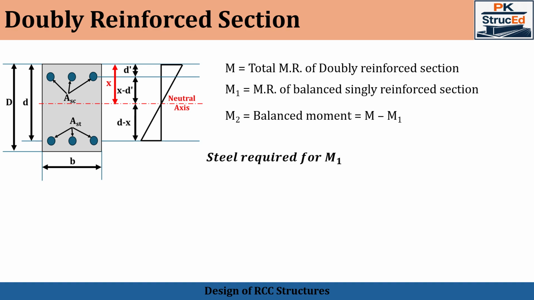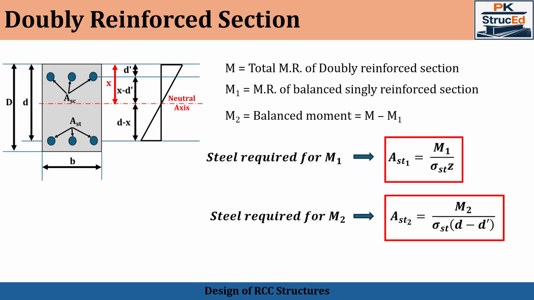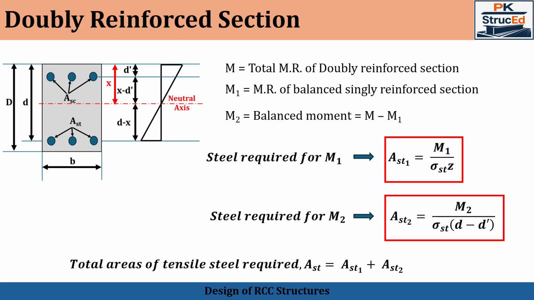So the steel required for the moment of resistance of a balanced singly reinforced section, what we used for a singly reinforced section, AST1, is M1 divided by sigma ST into Z. Whereas the steel required for M2 will be calculated using the relation M2 divided by sigma ST into (d minus d dash). So the total area of tensile steel required is AST1 plus AST2.